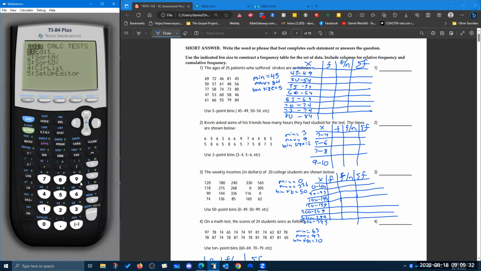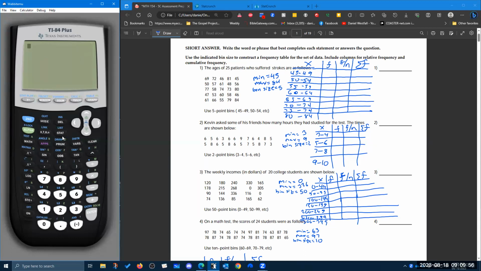To do that, go into Stat, Edit, and make sure that you type all the data into a single column. So I have 4 columns here for my 4 problems that I'm going to do. It makes your life easier if you sort the column of data before you get started, especially if you're going to try and count things by hand. So let's go ahead and show you how to do that.